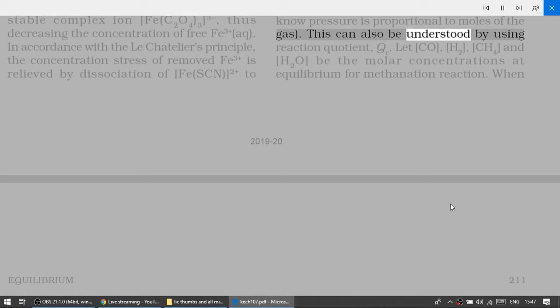This can also be understood by using the reaction quotient, Qc. Let [CO], [H2], [CH4], and [H2O] be the molar concentrations at equilibrium for the methanation reaction.